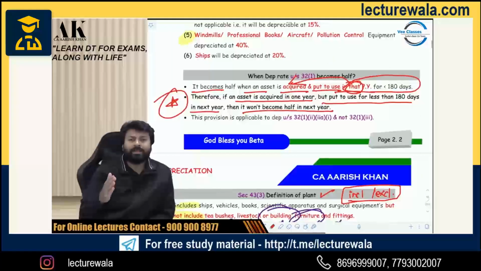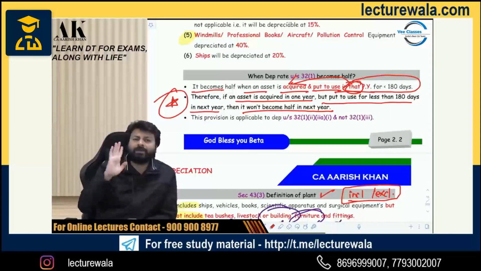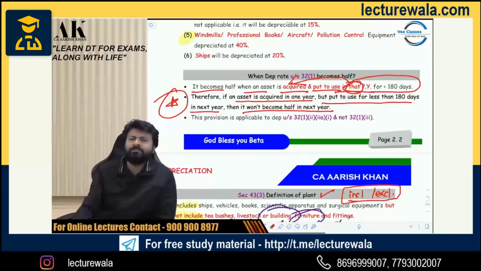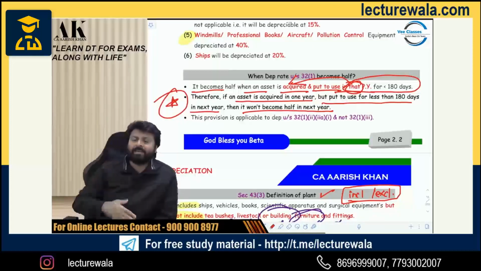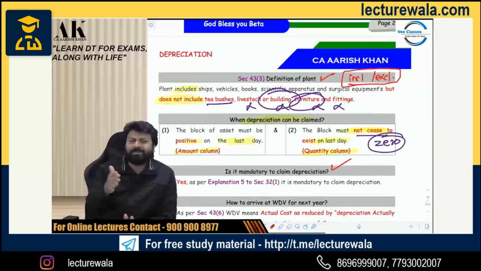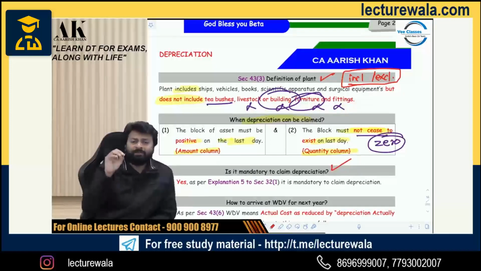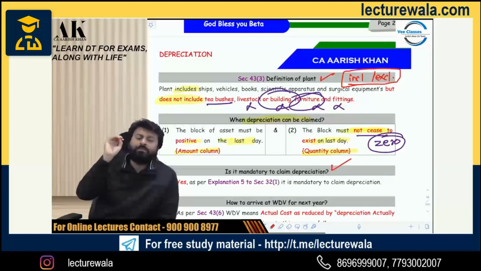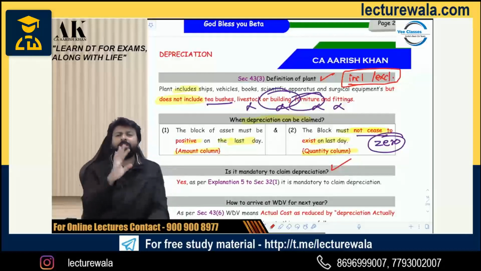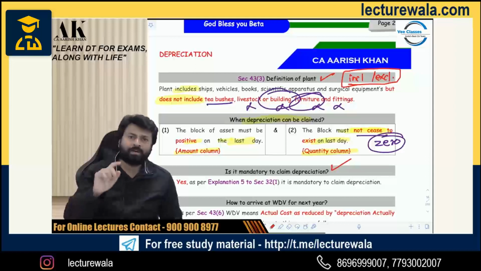And it becomes half when you acquire and put to use in the same year for less than 180 days. Exactly 180 days is full. More than 180 days, definitely full. So if I acquire in this year and put to use in the next year, then it will always be full. Plant, then the definition of plant is given in an inclusive and exclusive manner. And the last thing which we did was you claim depreciation of block asset. You have to keep your amount column positive and your quantity column should not become 0. And last but not least, it is mandatory to claim depreciation.